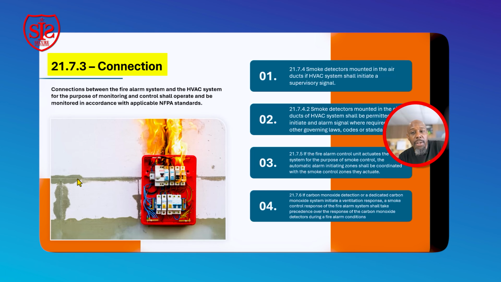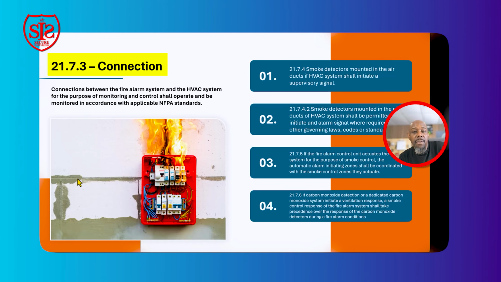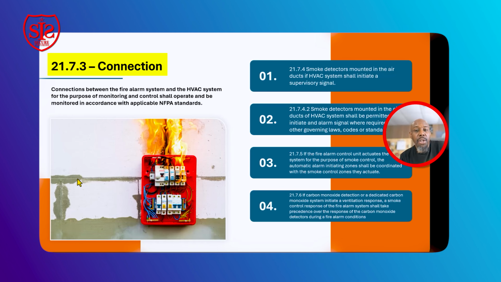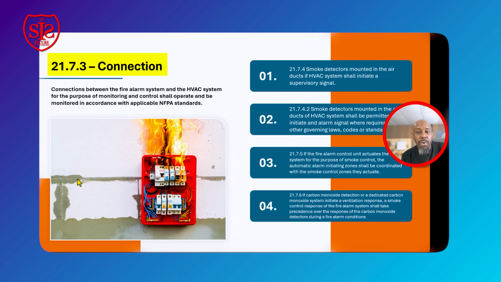21.7.5 If the fire alarm control unit actuates the HVAC system for the purpose of smoke control, the automatic alarm initiating zone shall be coordinated with the smoke control zones they actuate. So whatever zone activates, it should also activate that same output zone. This is more so how it works if this was a conventional system. However, with addressable systems, you program it the same way. It works this exact same way.